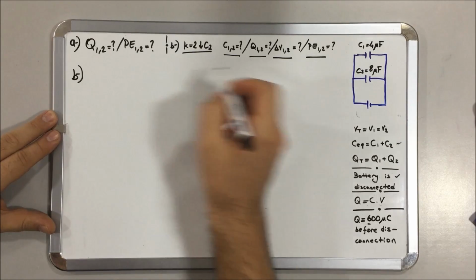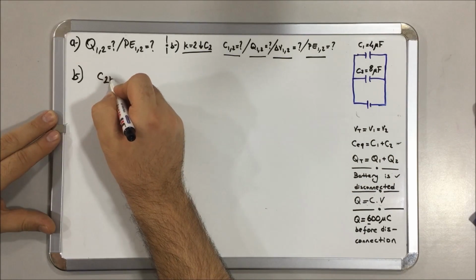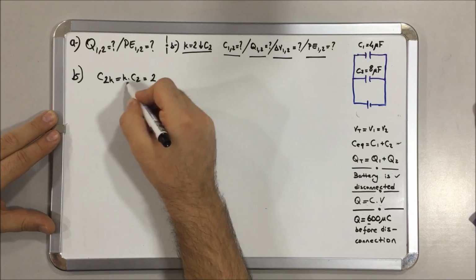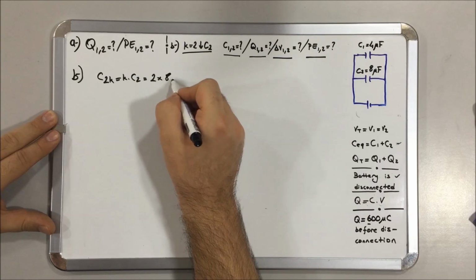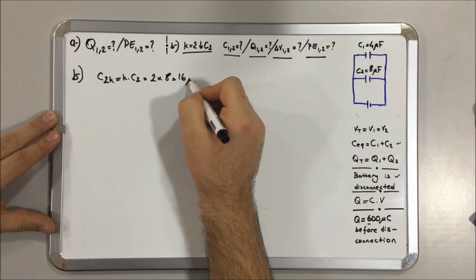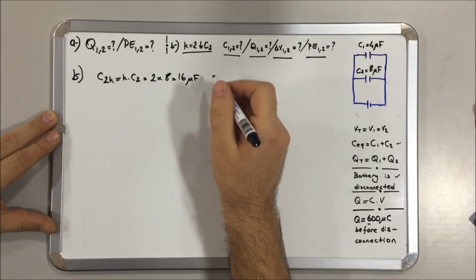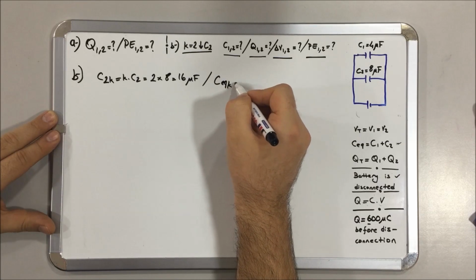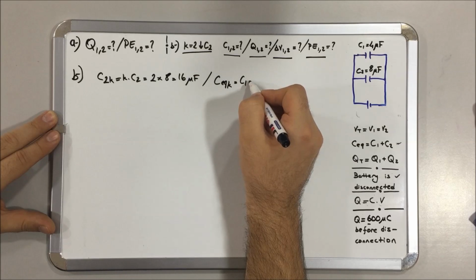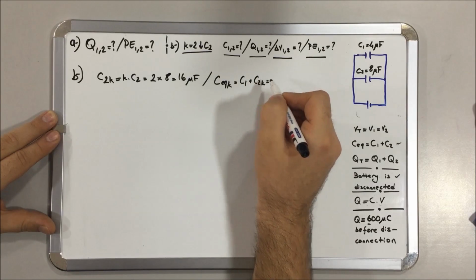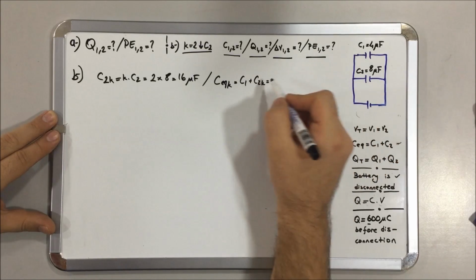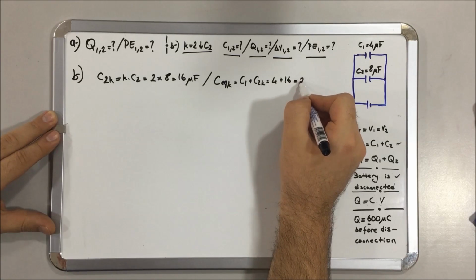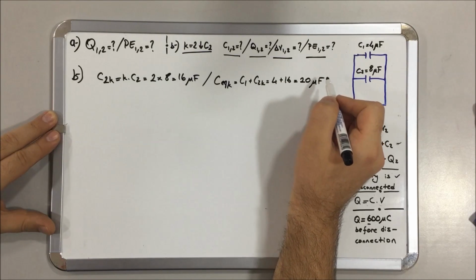So now let's calculate C2K. It is equal to K times C2, which is 2 times C2, 8. It's going to be 16 microfarad. And the total capacitance will be C1 plus C2K. So C1 is equal to 4 microfarad plus C2K, which is 16. So the result will be 20 microfarad.